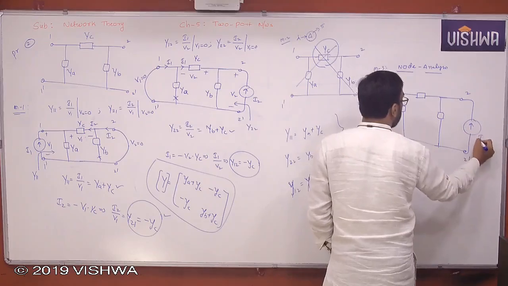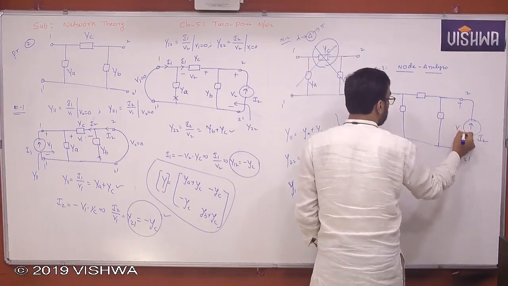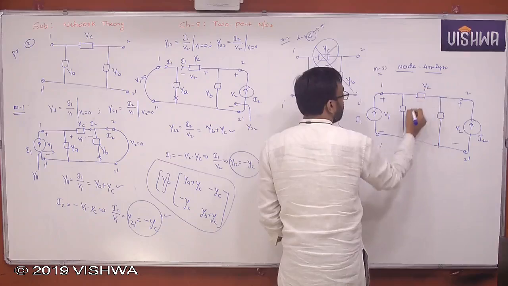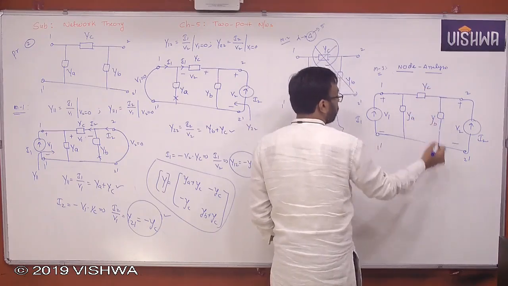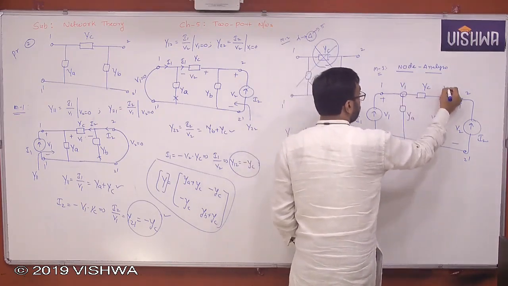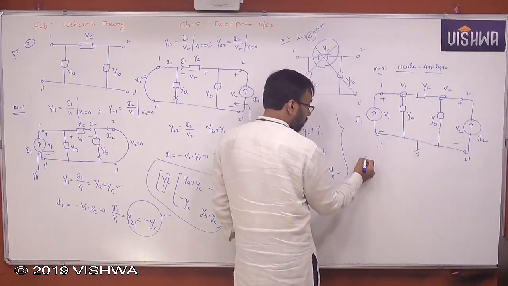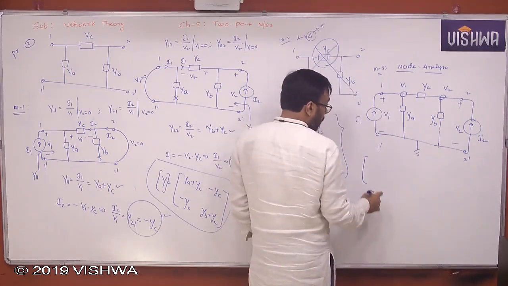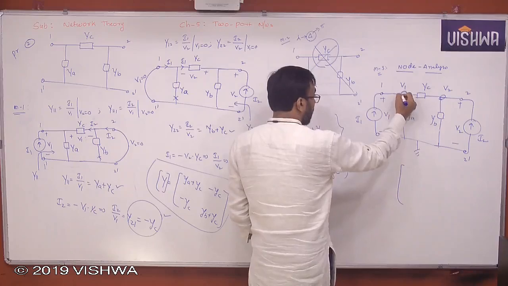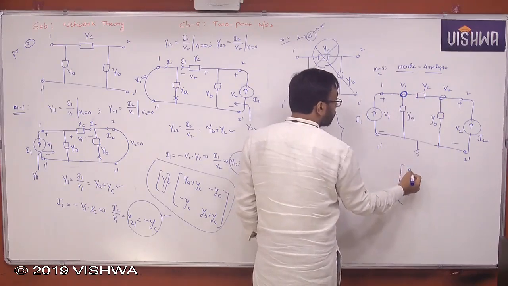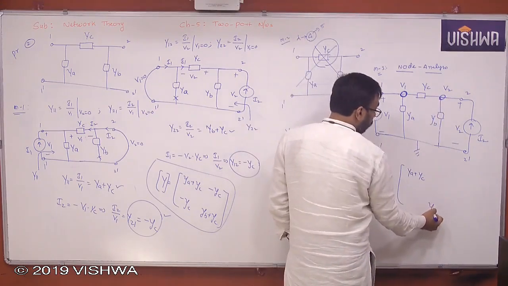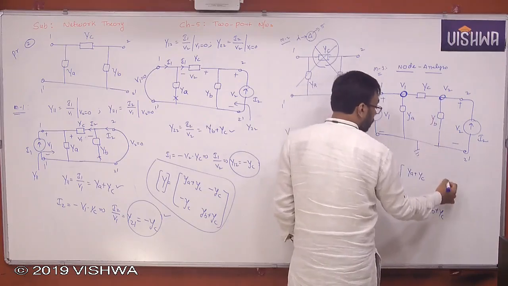Look at this. This is I2. What is the voltage here? V2. I'm just taking a current source for my convenience. You can take a voltage source also, doesn't matter. YC, YA, YB. If I take this one as 0, node analysis, this is V1, this is V2. So what will you get here? Let us apply inspection. Sum of the conductances at this node, Y22: YB plus YC.